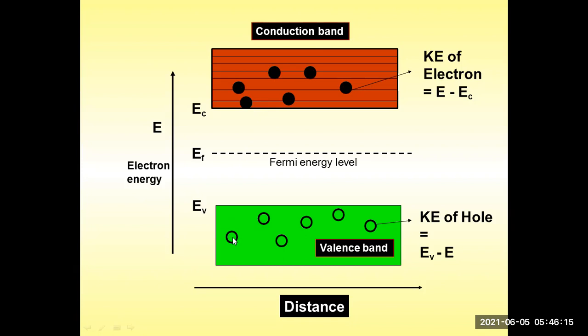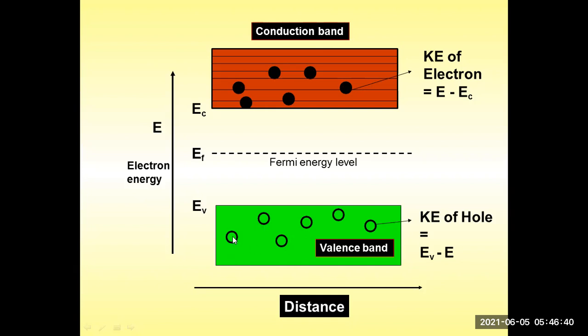As the electrons have moved from the valence band to the conduction band, you can see this empty space represented with a circle. This is the empty space left behind by the electron when it moves from the valence band to the conduction band at some temperature. We say that these empty spaces are nothing but holes, which are positively charged.